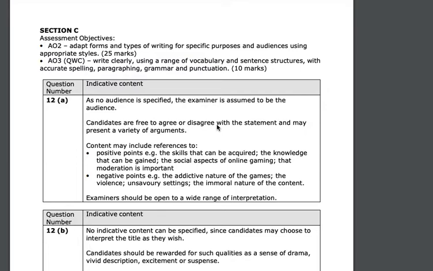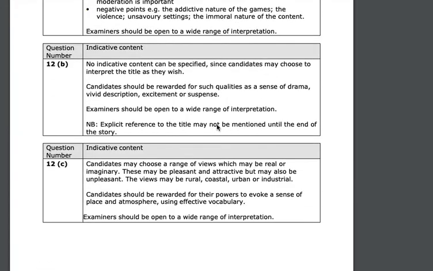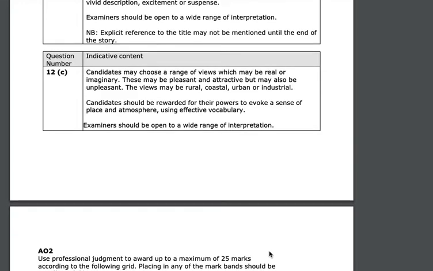You're fairly accurate, aren't you? Doing well, actually. Okay, so let's have a little look. Which one did you do? I think you did 12C. So it was a view from the window, wasn't it? Which is really general and it enabled you to do what you want, basically.